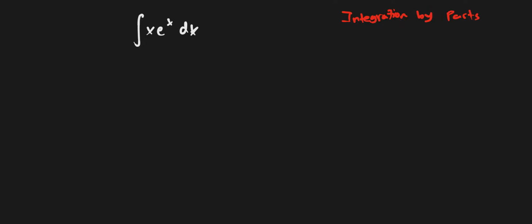Now, when I first look at this, I try to think about if I can use something like u substitution or the reverse power rule, but I really can't because you can't really use that to simplify this any further to find the antiderivative. So I need to use something else, and that's integration by parts. And the integration by parts formula is as follows.